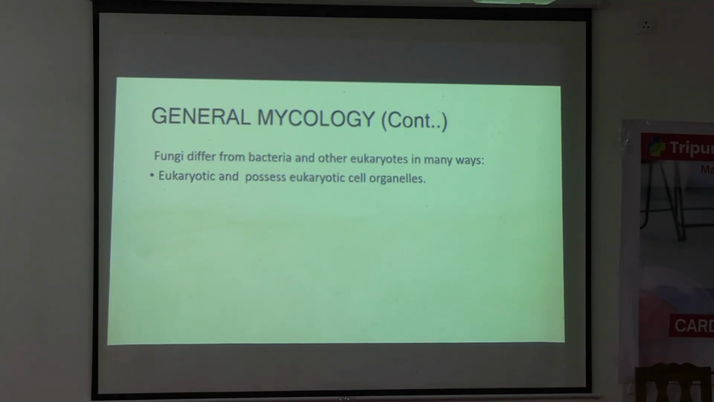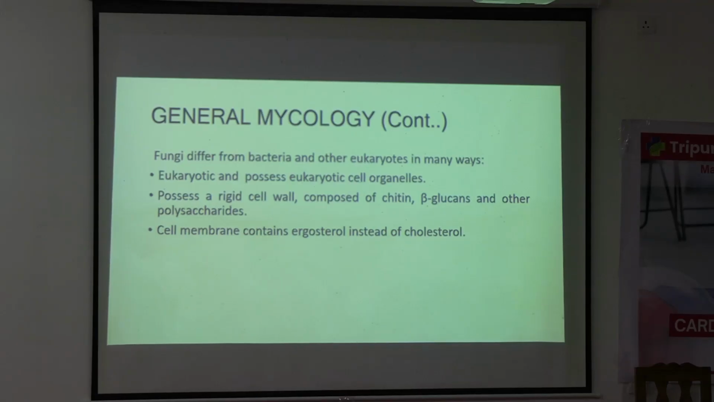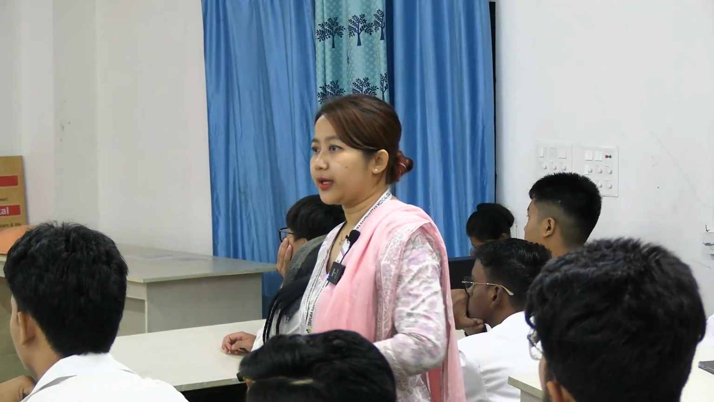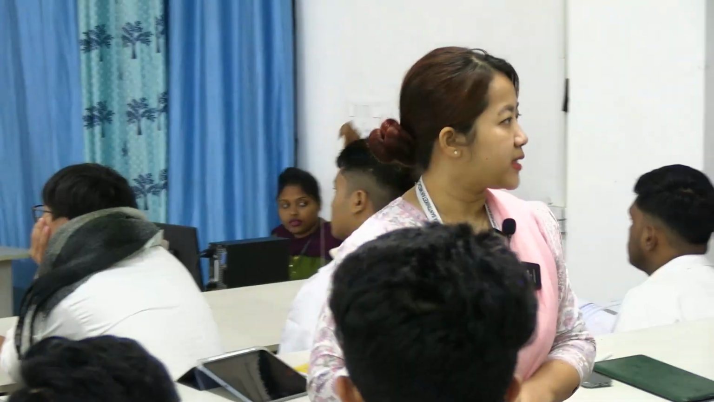These are eukaryotic cells. They have cell organelles. They possess rigid cell walls composed of chitin, beta glucans and other polysaccharides. Why do you need to know what it consists of? Because later on, when we go for lab diagnosis, these will be the target places. These are the places where we target for any laboratory diagnosis. Like for aspergillosis, we go for beta-D-glucan. We target beta-D-glucan for diagnosis of any aspergillosis.